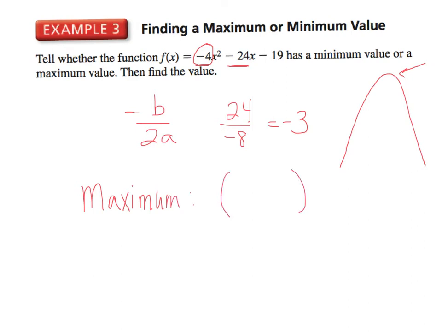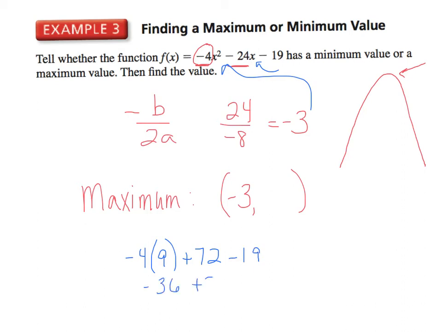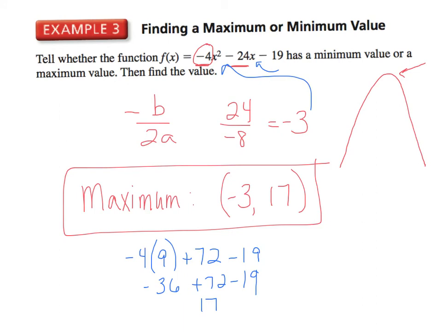The vertex, my x value is negative 3. Well, I plug in negative 3 for x. So that would give me negative 4 times 9 minus 24 times negative 3. And that would give me plus 72 minus 19, which would give me 17. So the maximum point is -3, 17.